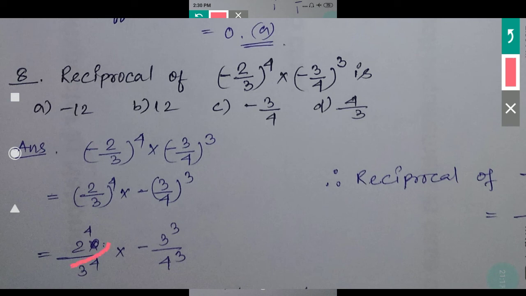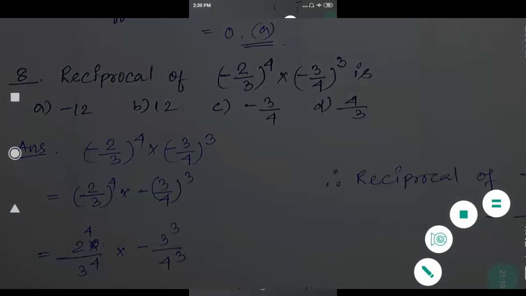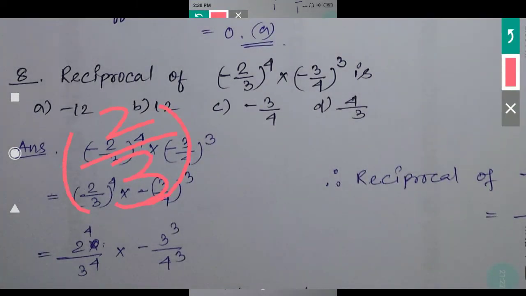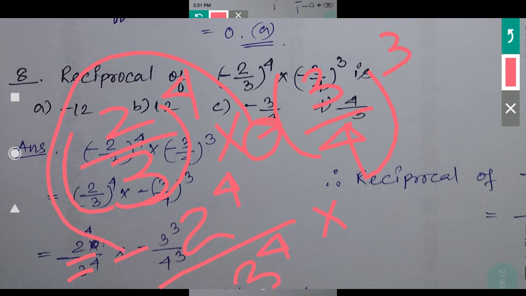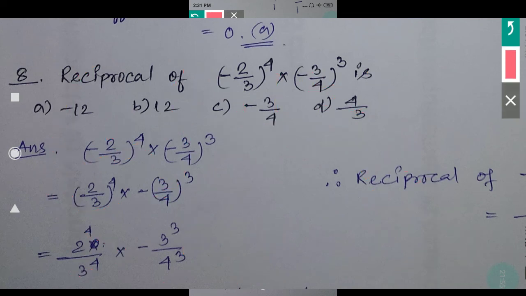See here, I have written it. That means it will be like this: 2 by 3 power 4 into minus of 3 by 4 power 3. Okay, so this minus I can write at first. So first I have written minus. So 2 by 3 power 4 means I can write 2 power 4 by 3 power 4. Again this minus I have written at first. So again 3 by 4 power 3 means 3 power 3 by 4 power 3. Okay, like this I have written. After that, see what I have done.